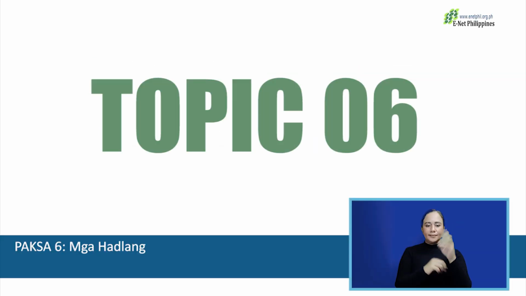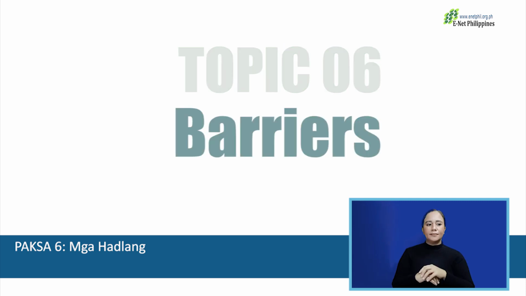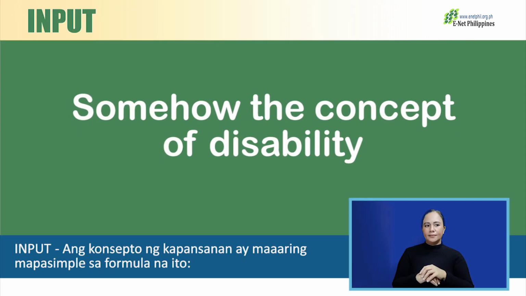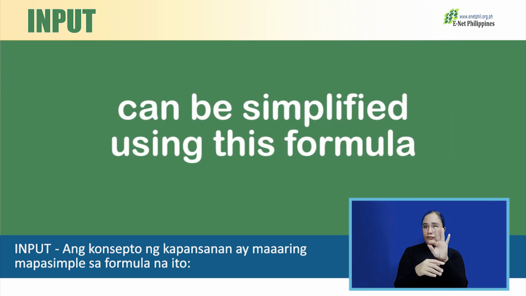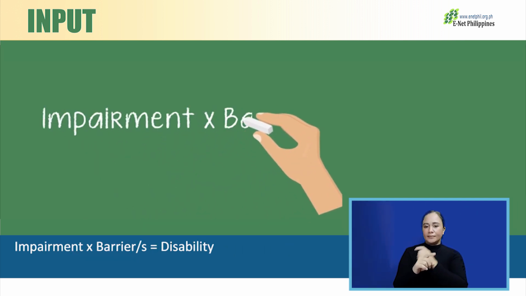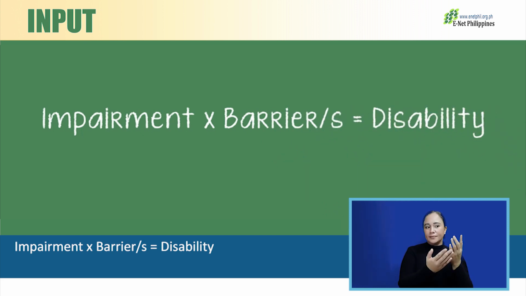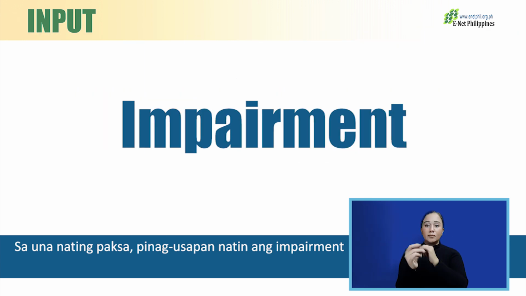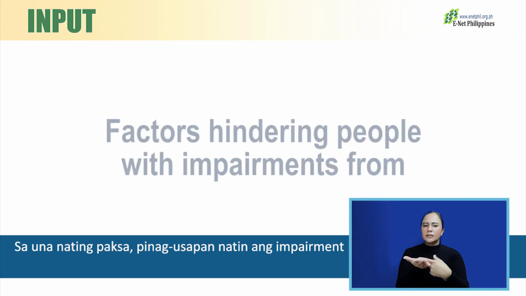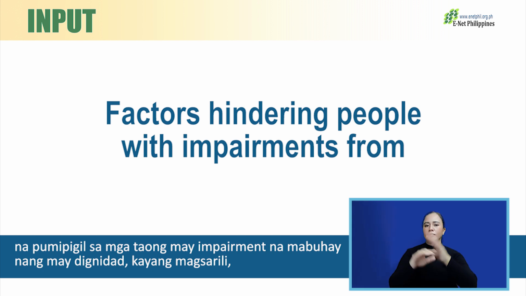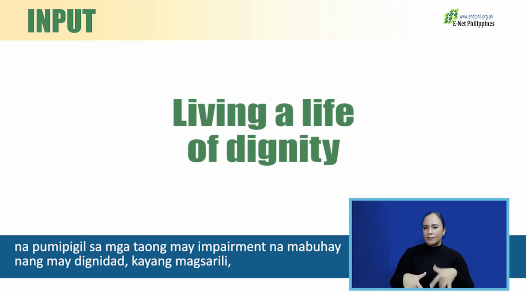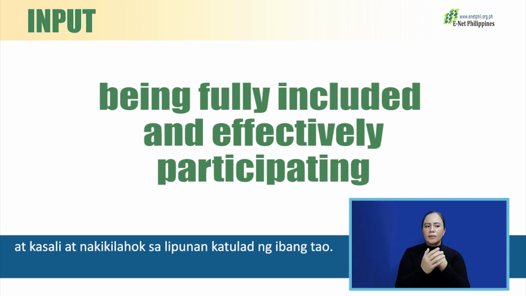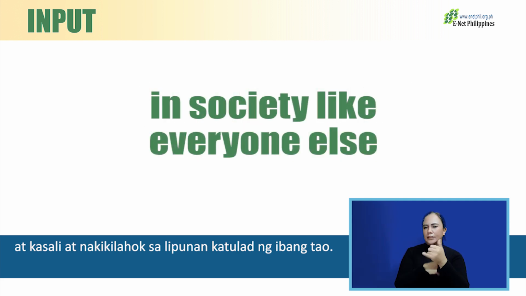Topic number 6. Barriers. Input. We say that somehow the concept of disability can be simplified using this formula. Impairment times barriers equals disability. In our first topic, we talked about impairment. This time, we will discuss the factors hindering people with impairments from living a life of dignity, being independent, and being fully included and effectively participating in society like everyone else.